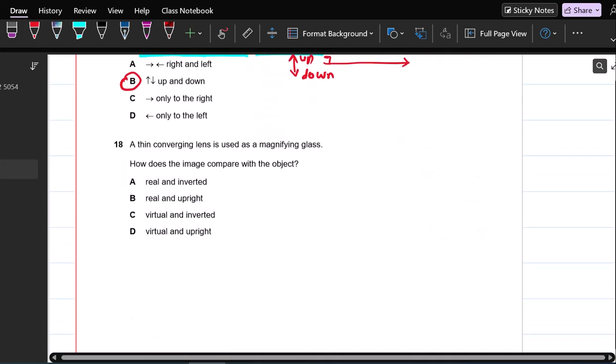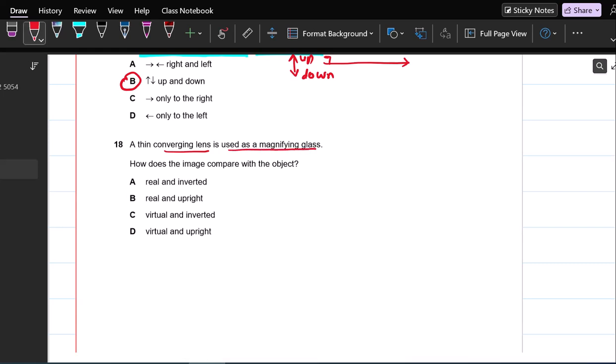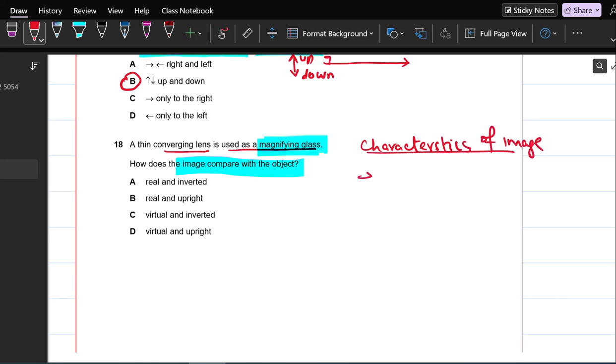Moving to question 18. A thin converging lens is used as a magnifying glass. So you must know when a magnifying glass is used, how does the image compare with the object? So characteristics of the image. It should be upright, not inverted. Then virtual, and it should be magnified, enlarged.